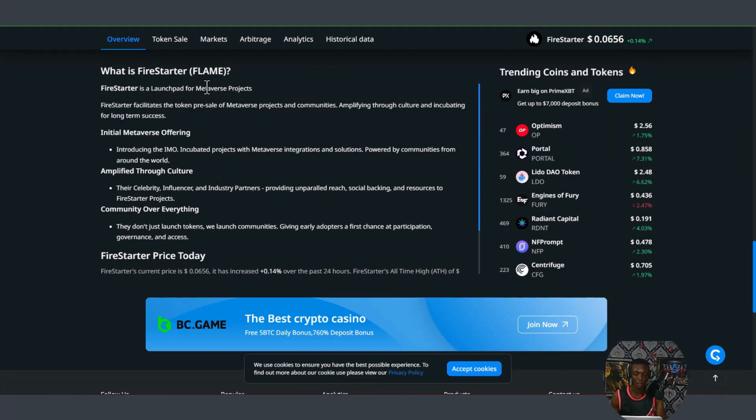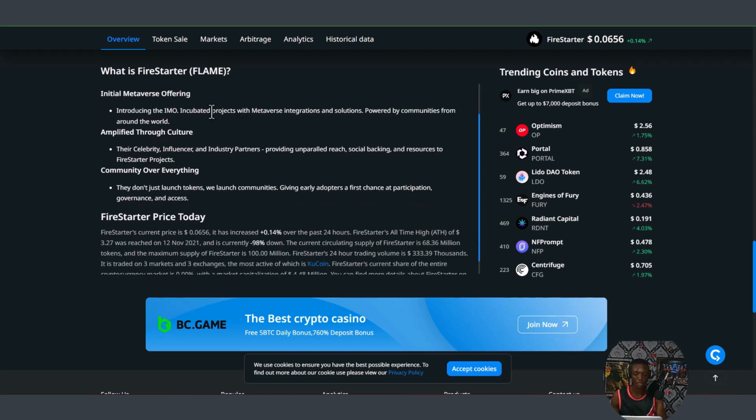Firestarter, which is the Flame, and Firestarter is a launchpad for metaverse projects. Firestarter facilitates the token pre-sale of metaverse projects and communities, amplifying through culture and incubating for long-term success. Okay, initial metaverse offering introduction, the IMO, incubated projects with metaverse integrations and solutions. Okay, powered by communities from around the world.